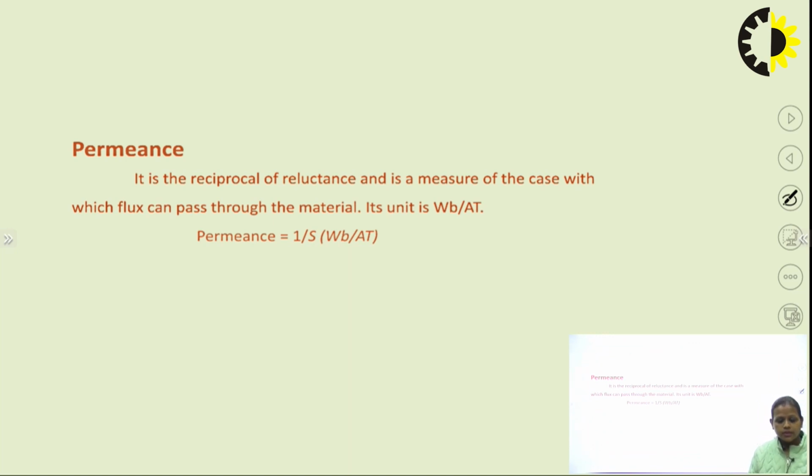Then we have permeance. Permeance is the reciprocal of reluctance and is a measure of the ease with which the flux can pass through the material, and its unit is Weber per ampere turn. It is written as 1 upon S. Like in an electrical circuit, where we have the reciprocal of resistance, which we call conductance, here also we have permeance, which is the reciprocal of reluctance. Reluctance resists the flow of flux, but permeance is the reciprocal of it. It is the measure by which the flux can pass.